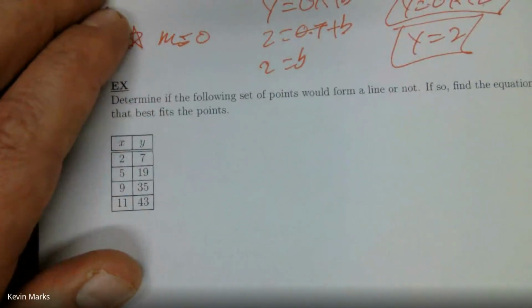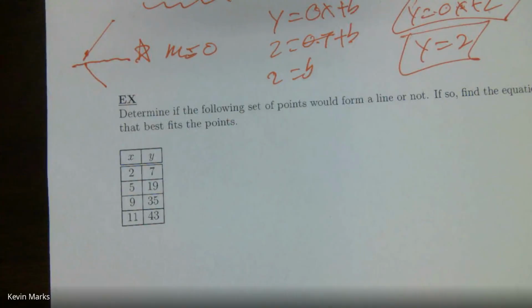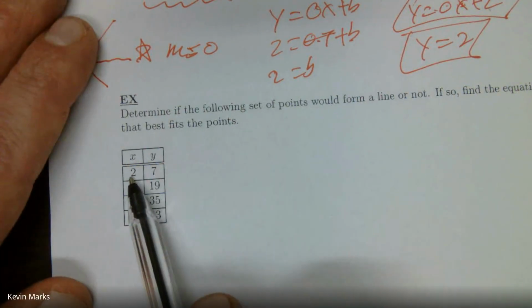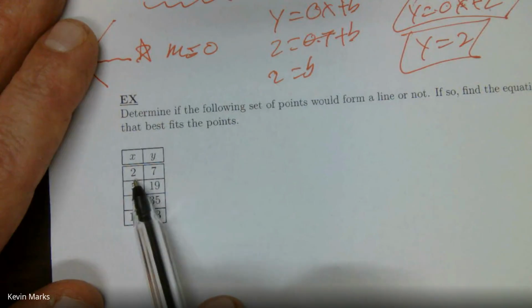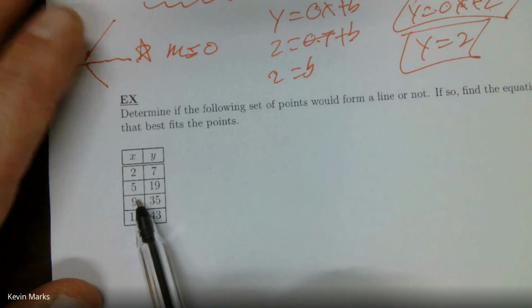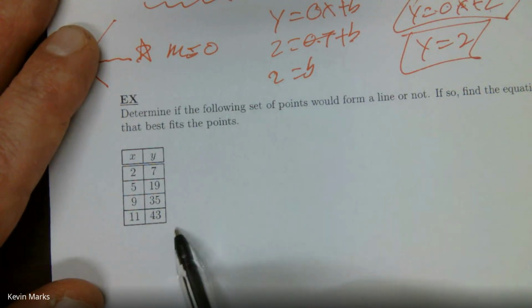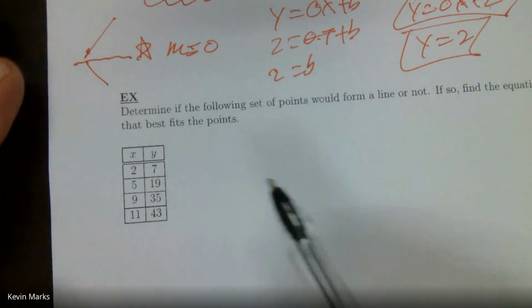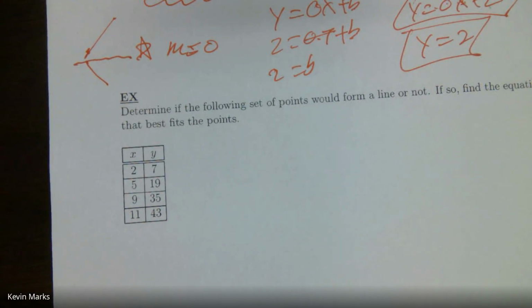But what if your points were all over the place? See what I'm saying? So it's like 2 is this. What is 3? I don't know. What is 4? I don't know. But I know 5 is this. I don't know 6. I don't know 7. I don't know 8. But I know what 9 is. What is 10? I don't know. But I know what 11 is. See that? So it's jumping. So when it starts jumping around like that, it's a little bit harder to see whether or not this forms a line or not.